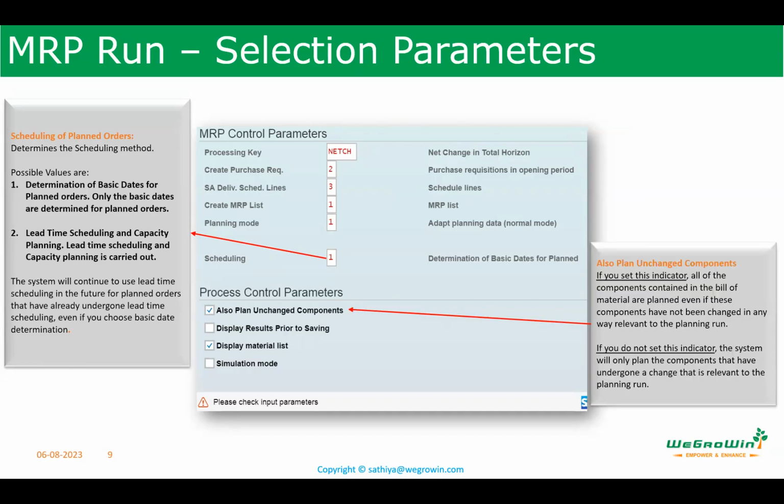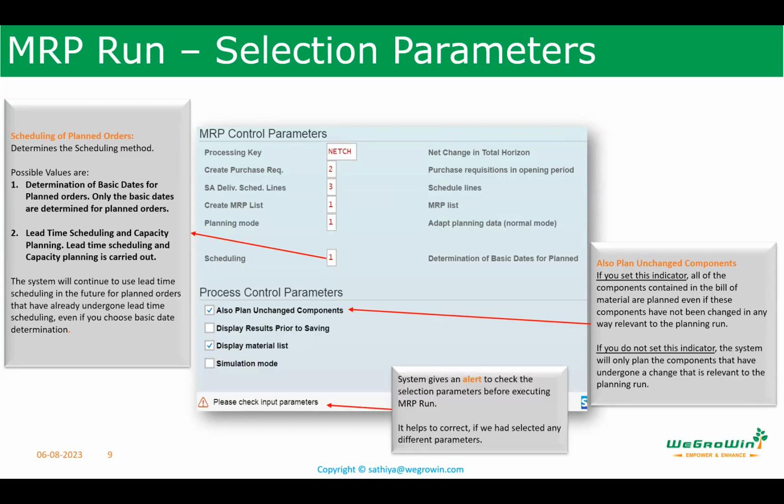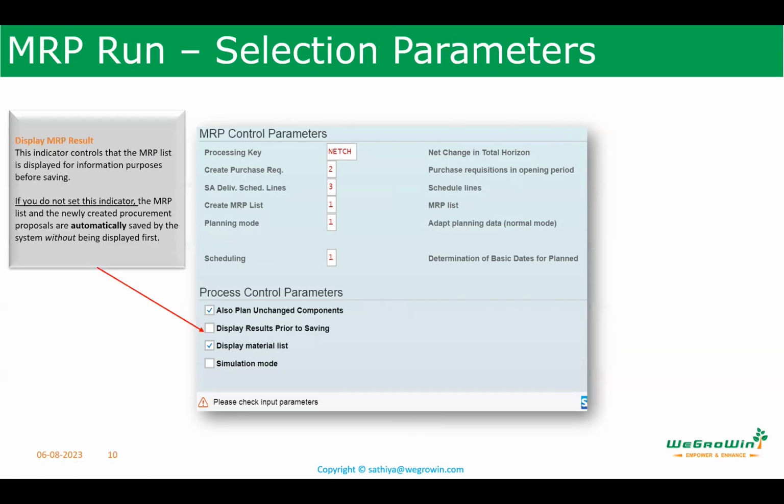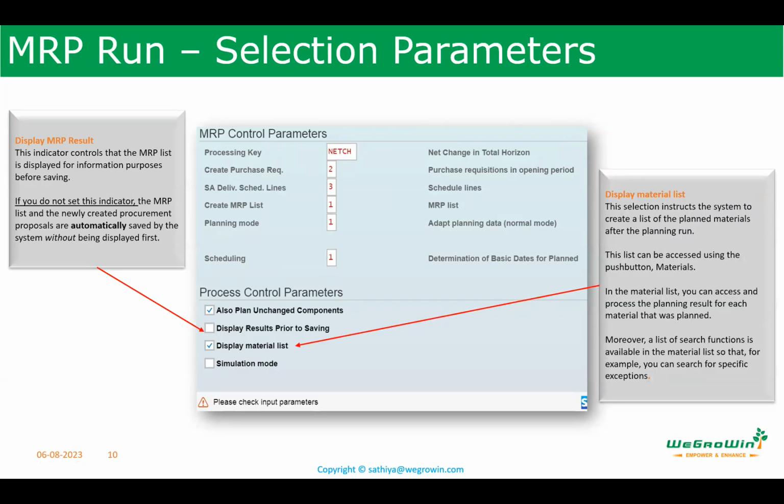Then the other control parameters, like also plan unchanged components. If you set this, all the components in the bill of material will be planned. If you do not select this, the system will consider only the components which are required for the planning. Then the system will give an alert, like whether all the parameters are entered or not, please check them. And then display the MRP list. After running MRP, I want to see the MRP list, so we have that option. And then display the material list. Which materials were run in MRP? That list I want to see.